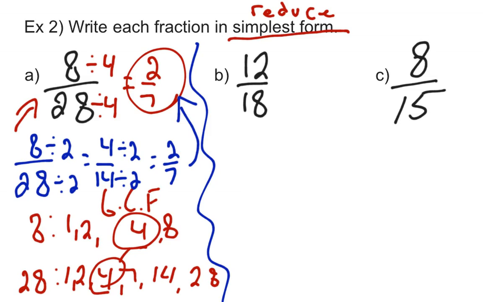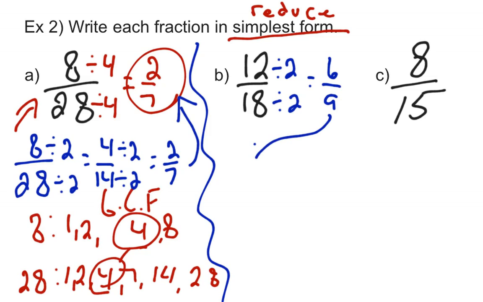Okay, hopefully you're back. So 12/18, you should be thinking, okay, what can both the 12 and the 18 be divided by? There's a couple possibilities here. One thing that you might see is that, again, they're both even. So let's divide by 2. And if I divide by 2, 12 divided by 2 is 6. 18 divided by 2 is 9.